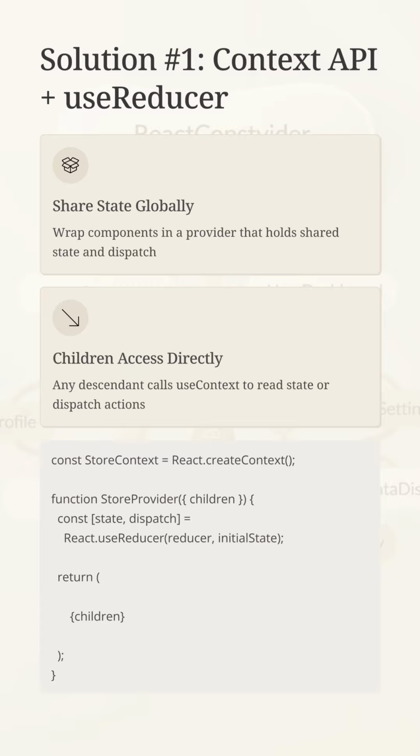In the example, we create a store context, then inside our store provider, we use the reducer hook to manage state. Finally, any descendant component can call useContext to read the state or dispatch actions. This is perfect for medium-sized apps where you want simple global state without heavy tooling.